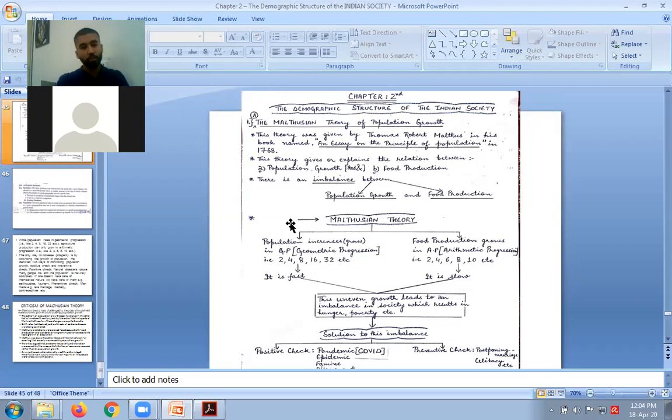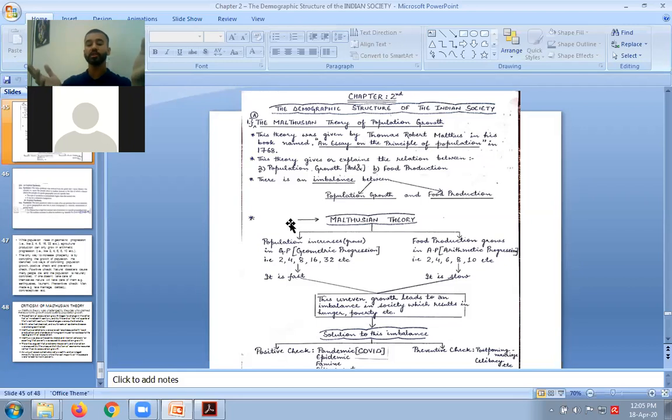When there is more population and, at the same time, less food production, there is always going to be imbalance, because all human beings need food to eat, right? They all need something to eat. And if we do not have enough food production, then the population is going to die, right? So he was talking about these two things: population growth and food production. Population growth is growing faster. On the other hand, food production is not growing faster, right?